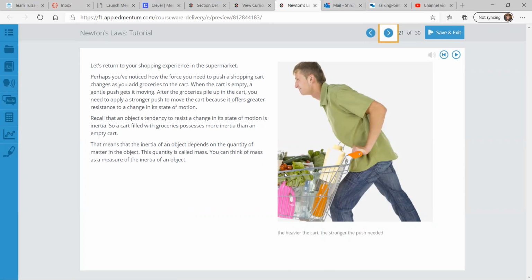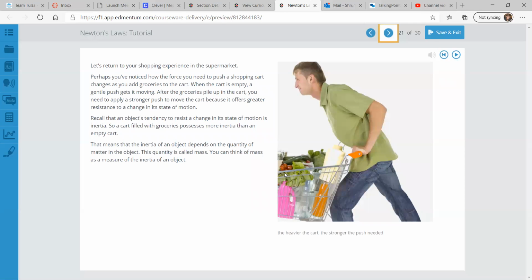So now back with the shopping cart. You need to push a shopping cart more when you add groceries to the cart. When it's empty, it's a little easier to push around. However, the groceries pile up in the cart and you need to apply a stronger push to move the cart. Because now it's offering greater resistance to a change in its state of motion.